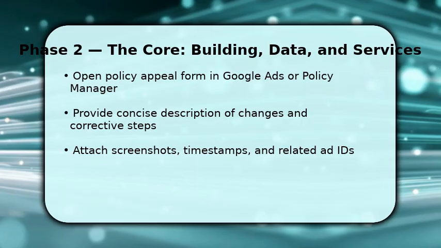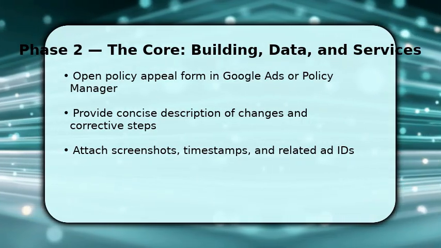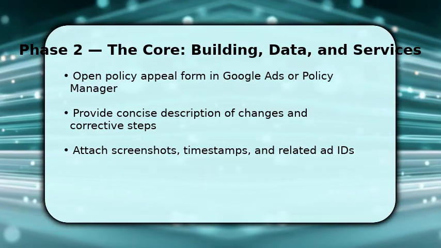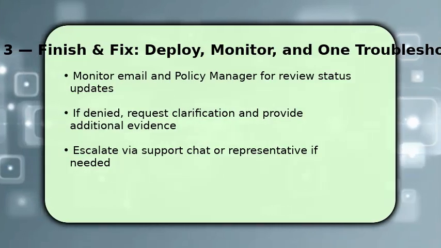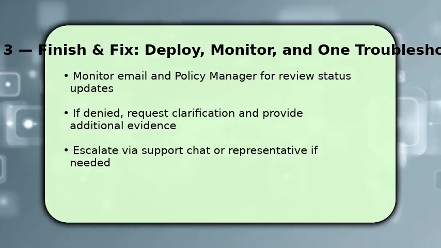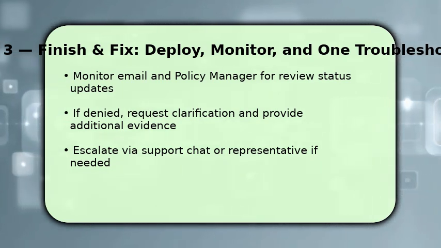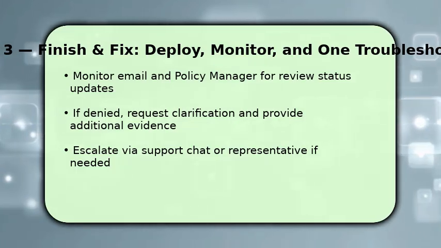Once submitted, note the ticket or case ID and expect an initial response. Make sure to monitor the account email for follow-up requests. Finish by watching for the final decision and responding quickly to any follow-up. If the appeal is approved, confirm ads are re-enabled and test live URLs. If denied, read the reviewer notes and request clarification, then supply extra evidence or technical fixes and resubmit.